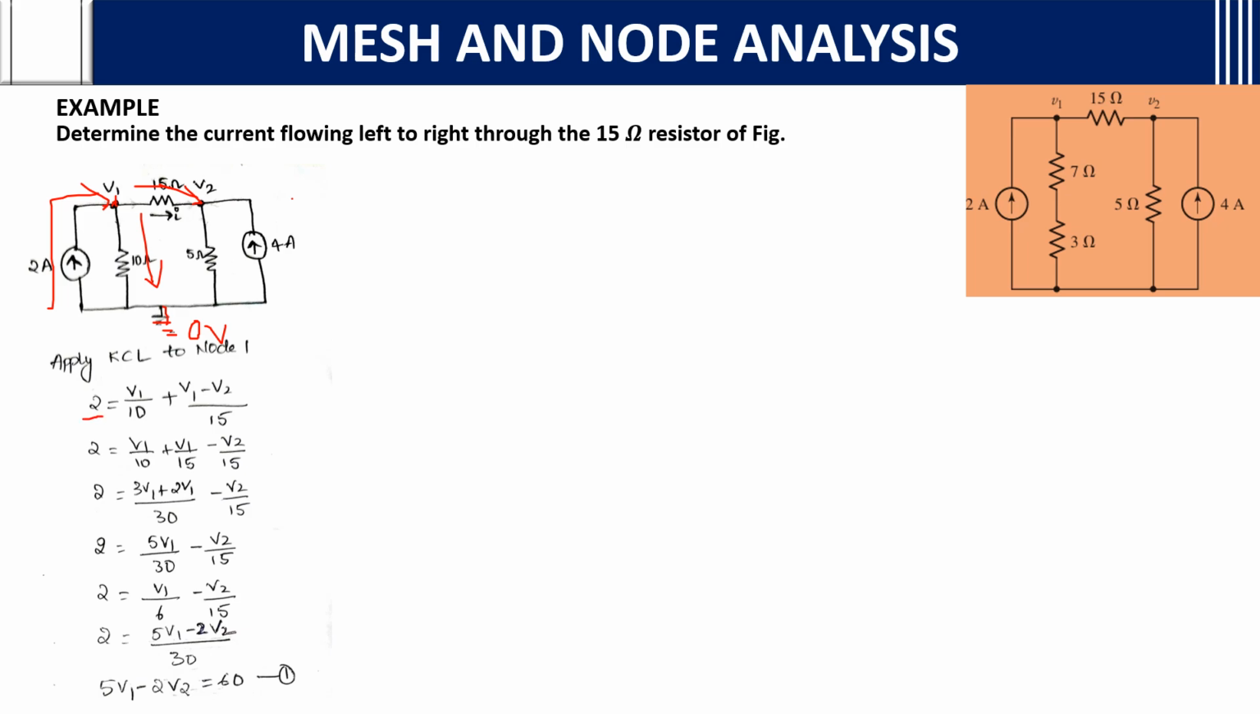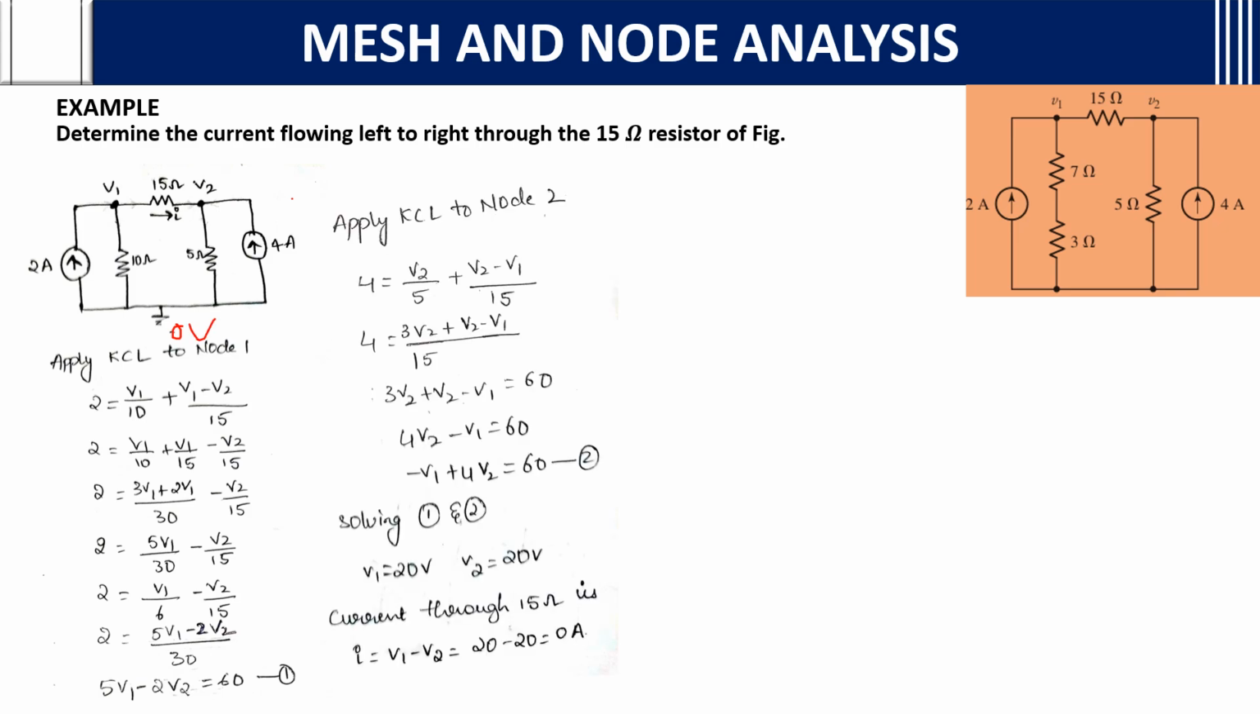The sum of incoming currents equals the sum of outgoing currents, that is KCL. So the incoming current is 2 and it is in the same direction, so we take plus 2, that is equal to V1 by 10 plus V1 minus V2 by 15. Then if you calculate this, you will get 5V1 minus 2V2 is equal to 60. Now we will take KCL to the second node. The 0 volts is the same. This 0 volts needs to be considered like a ground.